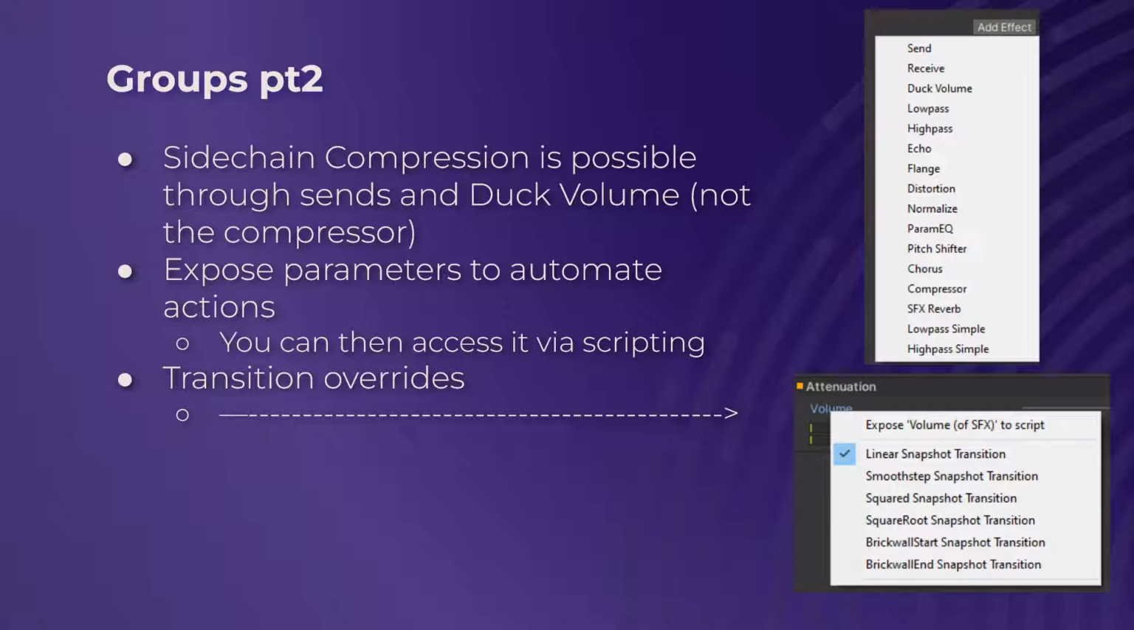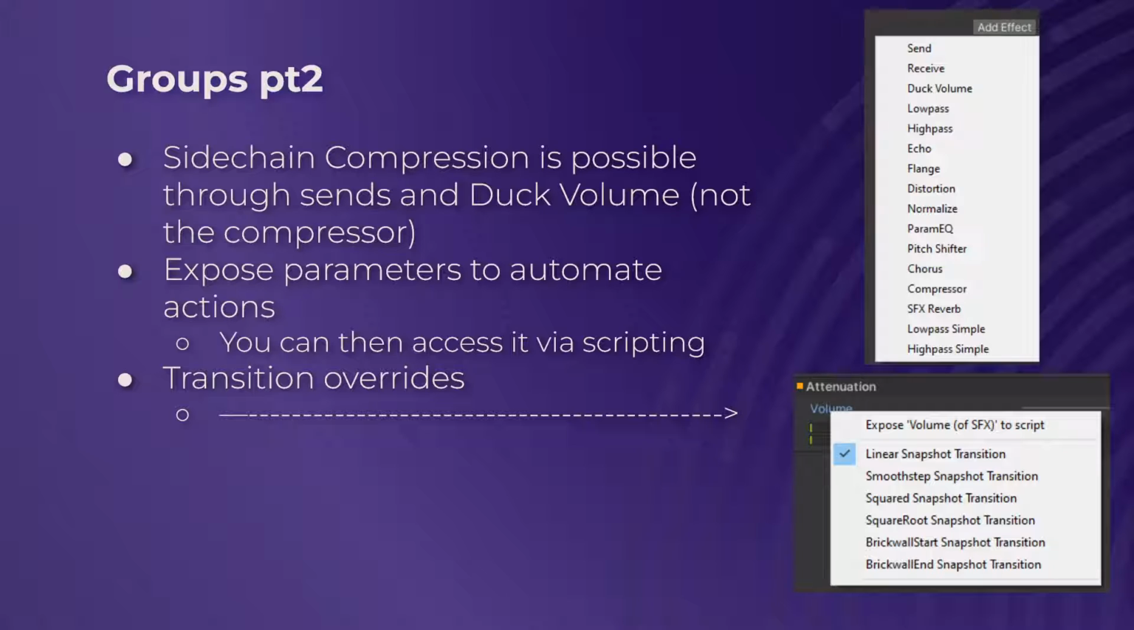And the cool part here is that you can also expose parameters to automate actions, and then access them via scripting. So basically you just right click on the name of a setting in the bus. In the example there, I used the attenuation volume, so I just right clicked on it, and right there it says expose volume of sound effects to script. And when you click on that, then you can access that via scripting, and in your infinite knowledge of code, you can make a volume slider or something like that. Super useful. You're going to want to use this. It will make your life easier, especially if you want to have options like that.